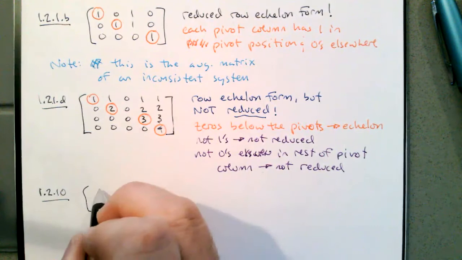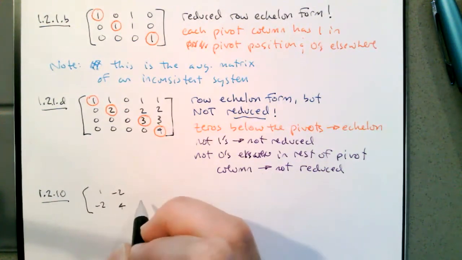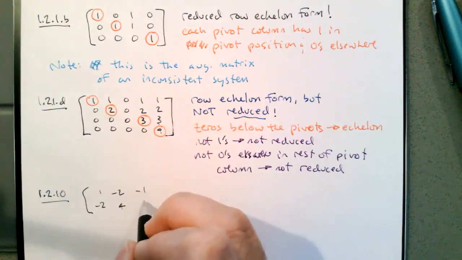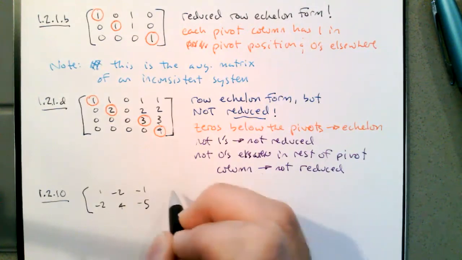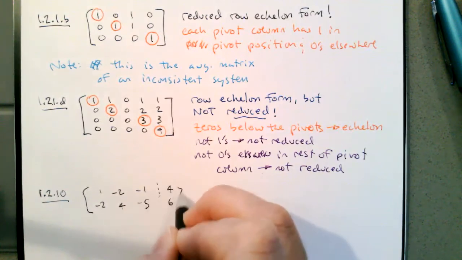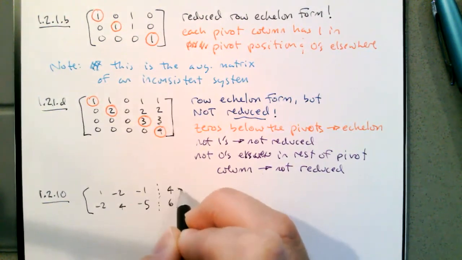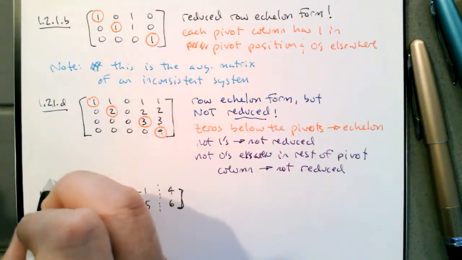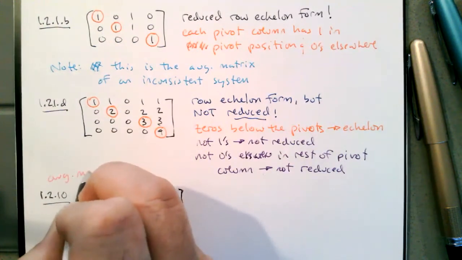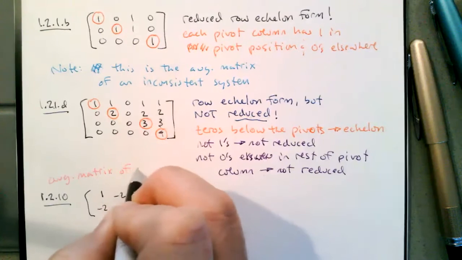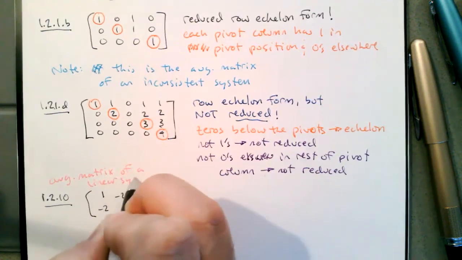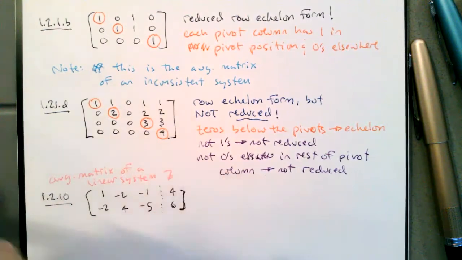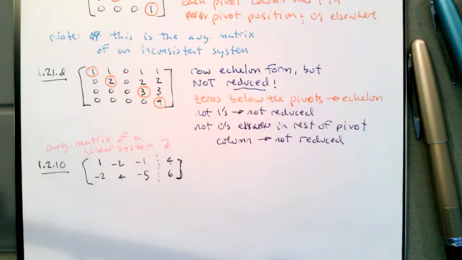So we have the augmented matrix of a linear system: 1, -2, -2, 4, -1, 5, and 4, 6. So we're not just looking at any matrix. This is the augmented matrix of a linear system. So that's what we're given. We want to write the general solution. For that, we need to find the reduced row echelon form.